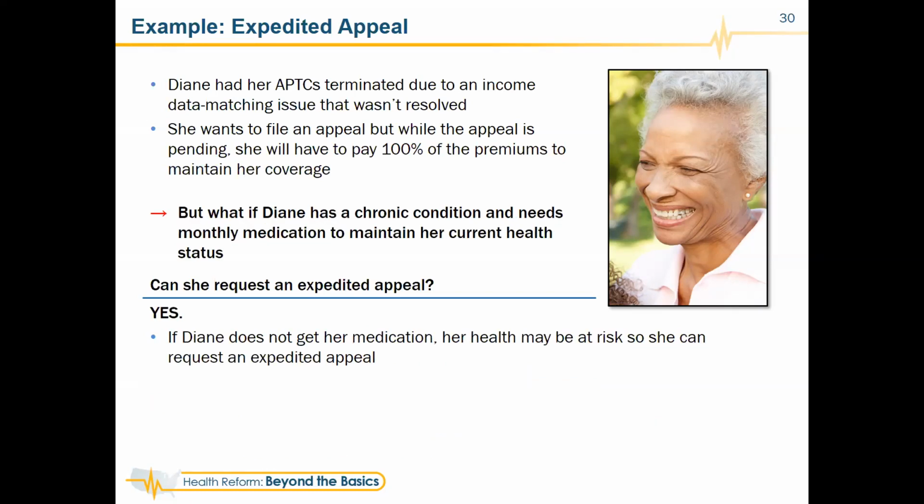So if we take Diane again with slightly different facts, let's say she has a chronic condition and needs monthly medication to maintain her current health status. So it's not financial hardship that is the reason she's asking for an expedited appeal, but rather a medical issue, a reason that would affect her health. In this case, she can request an expedited appeal because if she doesn't get her medication, her health could be at risk. And so in this case, again, she would note on her initial appeal application, or she would ask to update her appeals file once things are moving and request an expedited appeal.